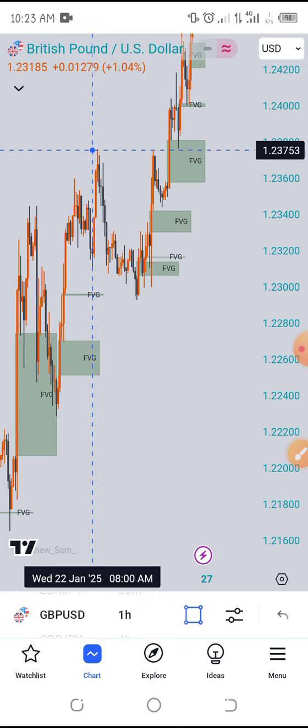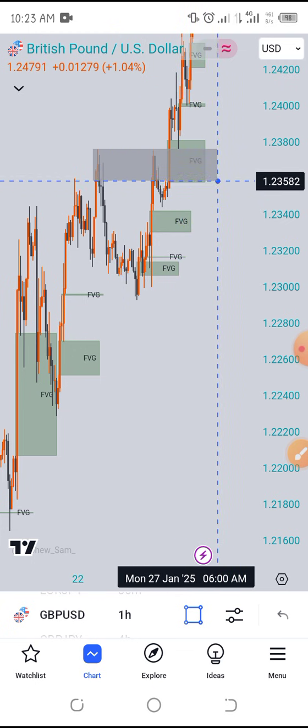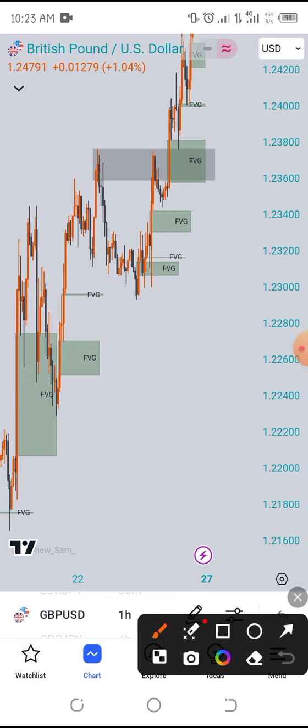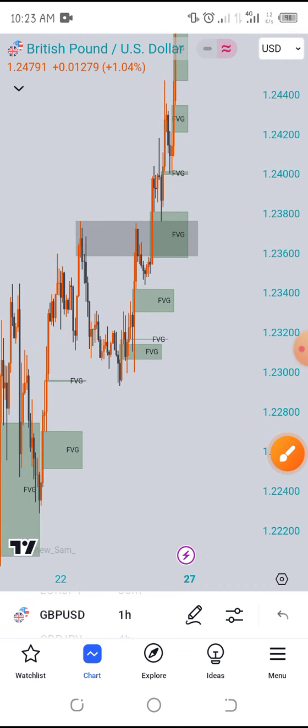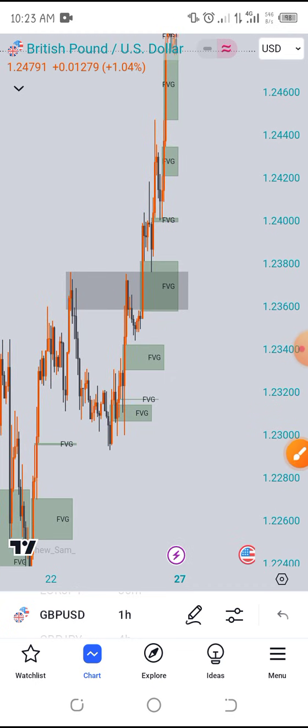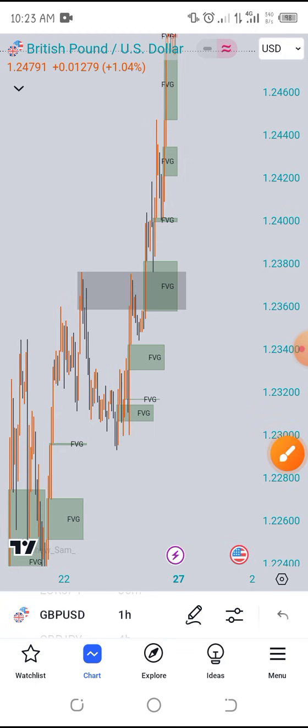This was what I did. I used my rectangle box to mark out this resistance that was broken. Remember, there were two highs here, these two highs that were taken out. Okay, so can you see that we had a breakout? Remember, once we established that the market is breaking structure to the upside, we are now watching out for a possible buy setup to happen.